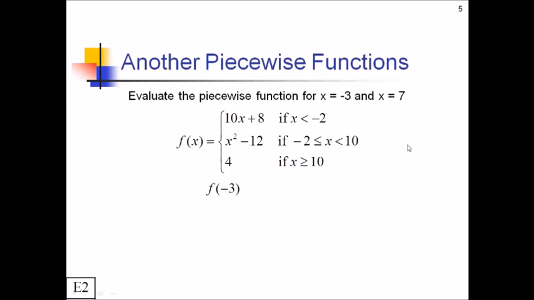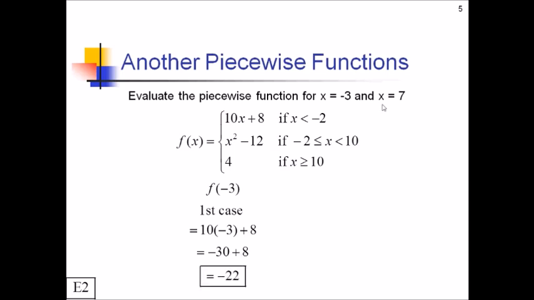Just to make sure you've gotten the hang of this, pause the video and try negative 3 and 7 in this piecewise function here. All right, let's see how that went for you. Our first one, f of negative 3. Negative 3 is less than negative 2, so we have to use the first rule. That'll be 10 times negative 3 plus 8. So that's going to be negative 30 plus 8, or negative 22.